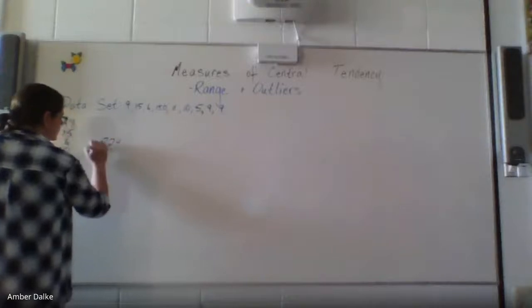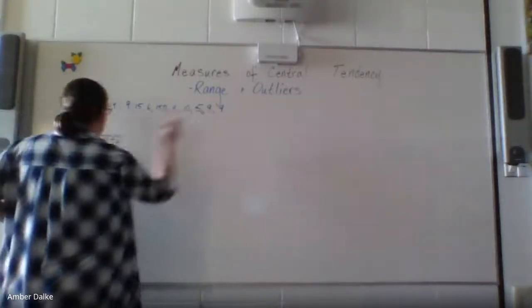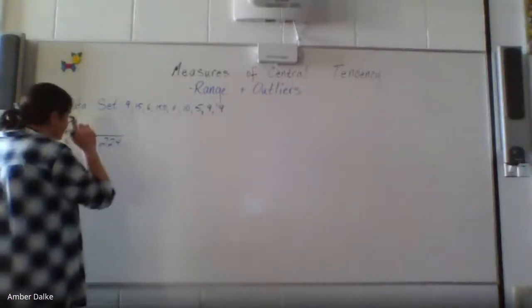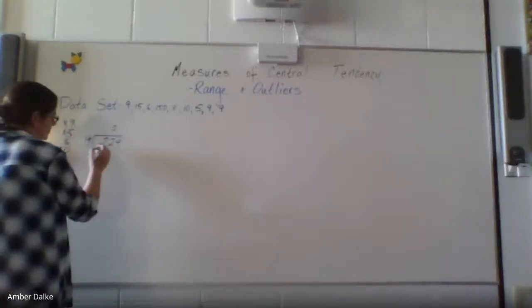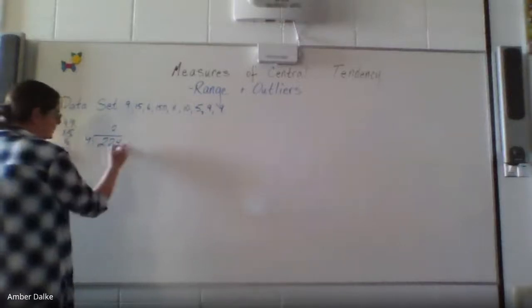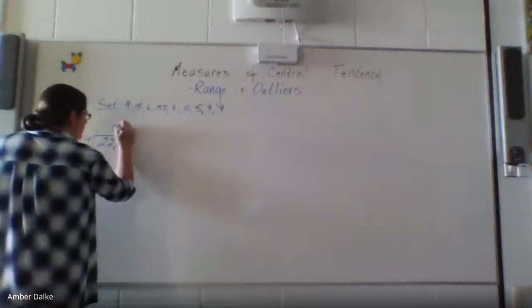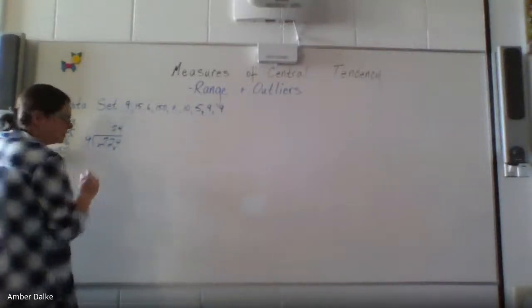So 224 divided by how many numbers are there? 1, 2, 3, 4, 5, 6, 7, 8, 9. 9 numbers. So 9 fits into 22 twice. And 9 times 2 is 18. 22 minus 18 is 4. 9 fits into 44. Oh, not 5 times, close. 4 times. 4 times 9 is 36.